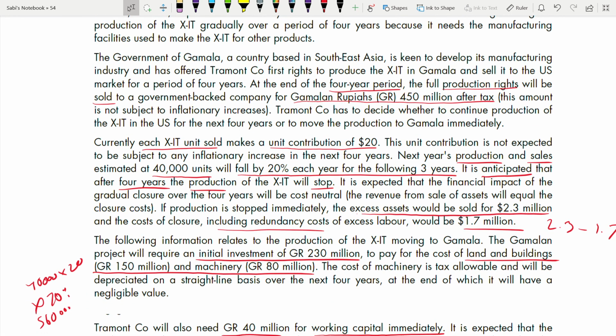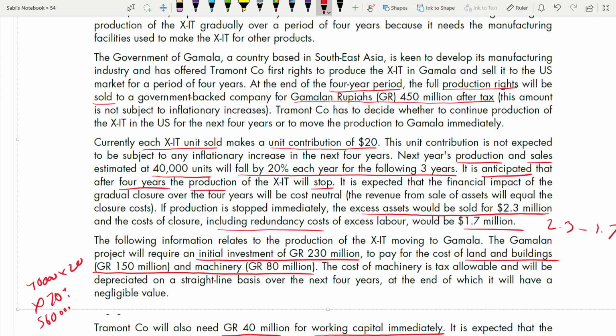So each unit sold. Now we are going to go to this paragraph and read it. Currently, each X unit sold makes a unit contribution of 20. Currently, that is what they are making. This unit contribution is not expected to see any inflation increase in the next 4 years. Next year's production and sales, estimated at 40,000, will fall by 20% each year. That's why you keep on multiplying by 80%. It is anticipated that after 4 years, the production will stop. It is expected that the financial effect of the gradual wind-down over the 4 years will be cost neutral. Revenue of sales will be equal to closure cost.